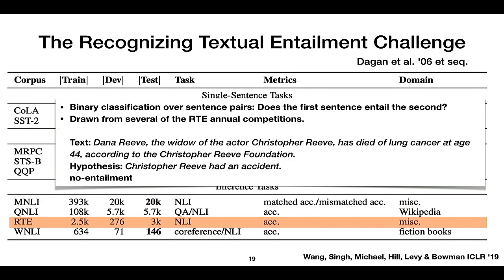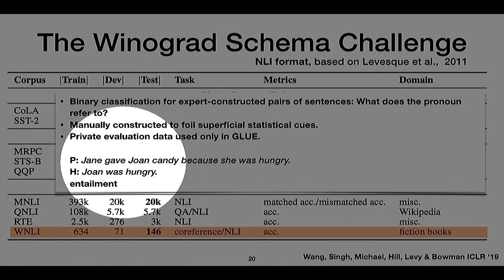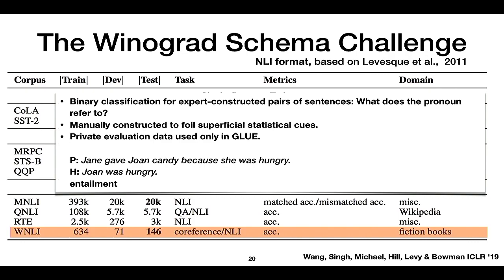Last one I want to highlight is our GLUE variant of the Winograd schema challenge. In the version that we're using here, it's a binary classification task on expert-constructed pairs of sentences. You're trying to decide what an ambiguous pronoun refers to, but these pairs were constructed such that there are few usable statistical cues that will give you this answer, and it's meant to require you to do some fairly high-level reasoning about the situation described. So if Joan is the person receiving candy in this situation, that suggests that Joan rather than Jane is hungry. And so we get this entailment in this example. And we got private test data from the creators of the Winograd schema competition.